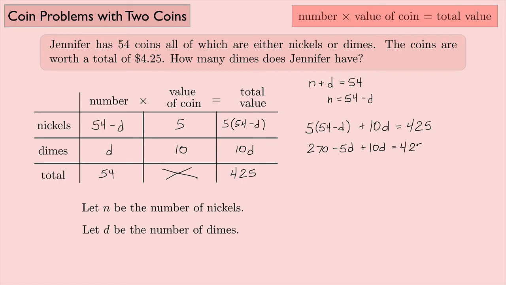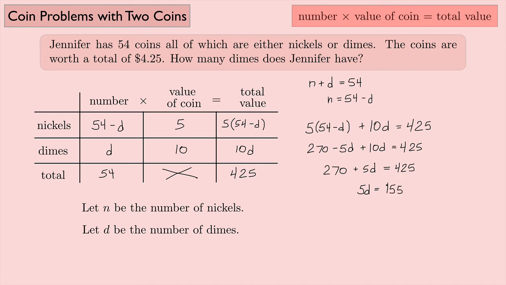And now I can collect my D terms here. I have a 10D and a minus 5D. So the 270 will stay there, and this will just be a 5D equals 425. Now I can subtract 270 from both sides. And if I do that, I end up getting 5D equals, so 425 minus 270, that's 155.